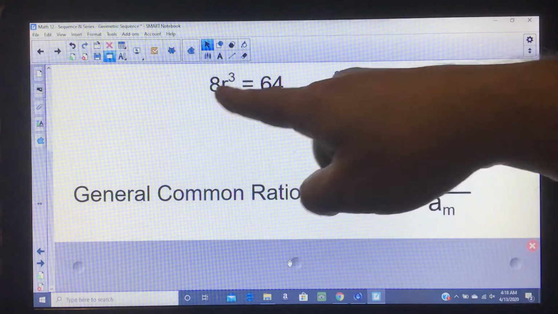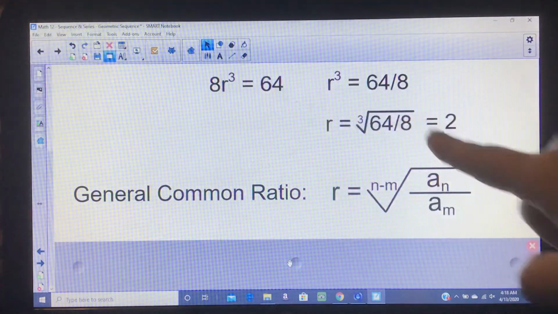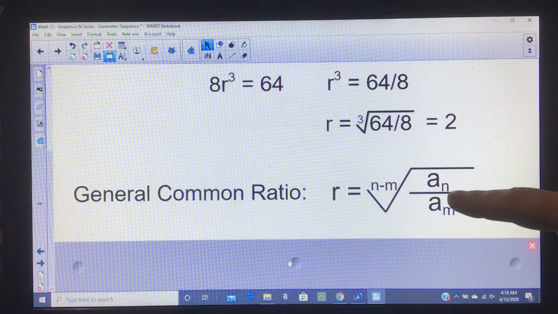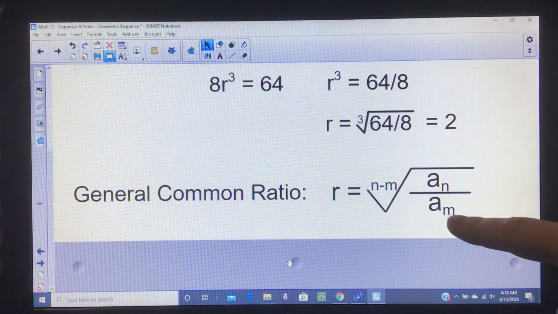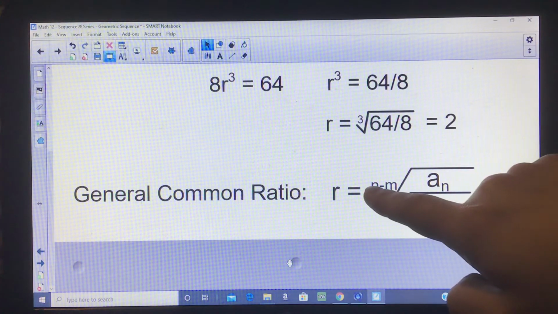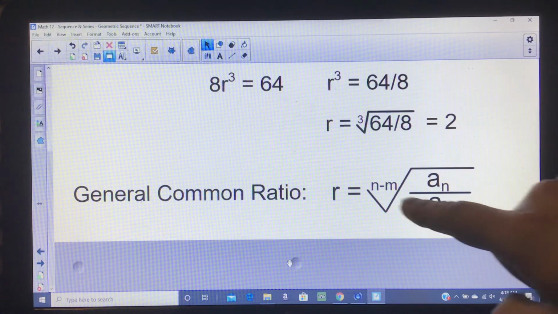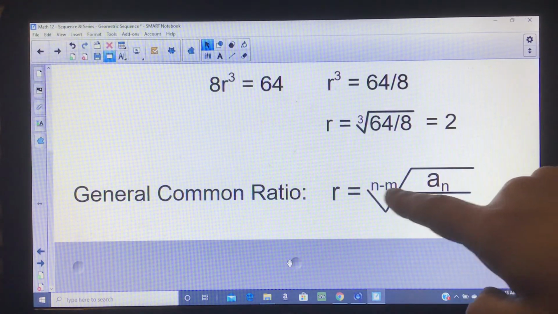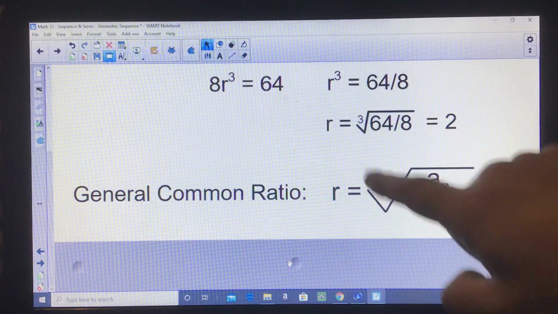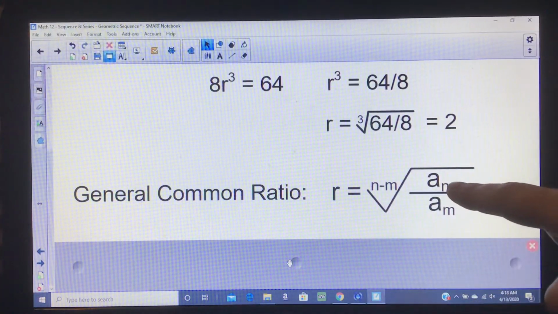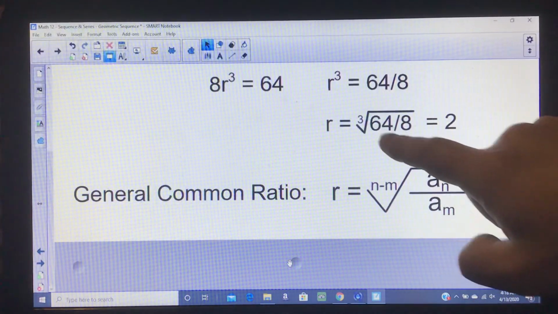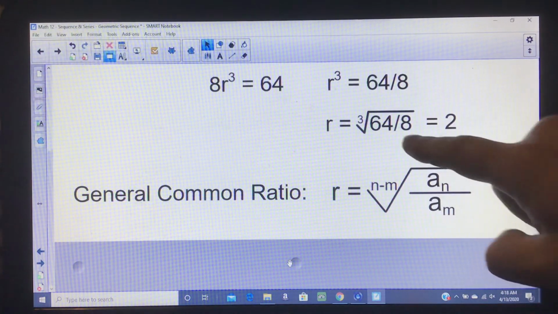So to talk through this calculation, how would I make it without doing all this? Well, I knew a sub 7 and a sub 4. This is a sub 7, this is a sub 4. I'd put 7 minus 4. So now 7 minus 4 would give me the 3. And a sub 7 was that number, and a sub 4 was that number.